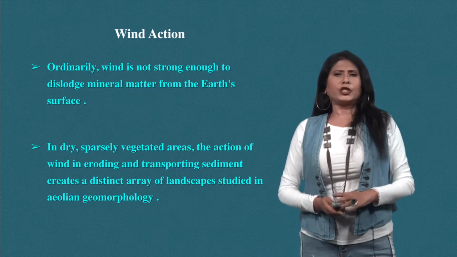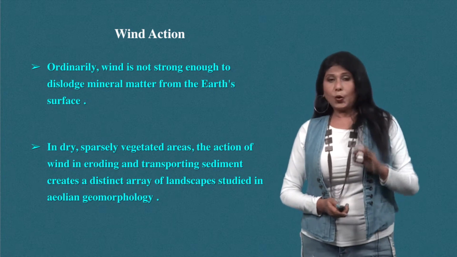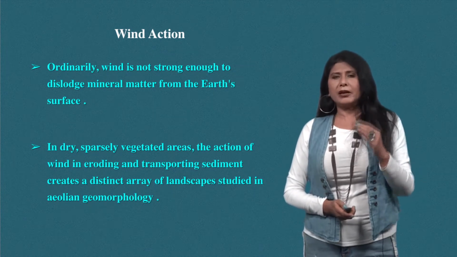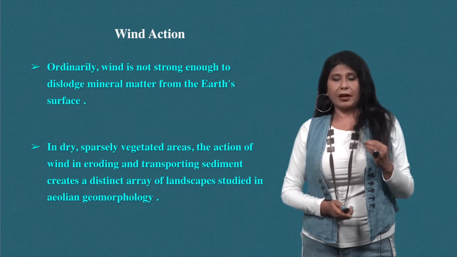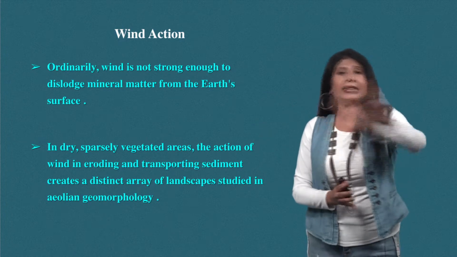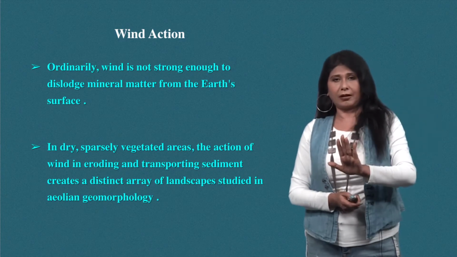And that's why in many of the National Geographic and Animal Planet movies, we see these dust storms, and they do a lot of erosion in desert areas. Ordinarily, wind is not strong enough to dislodge mineral matter from the earth's surface. What has already become loose is what wind can carry. It by itself cannot break anything.